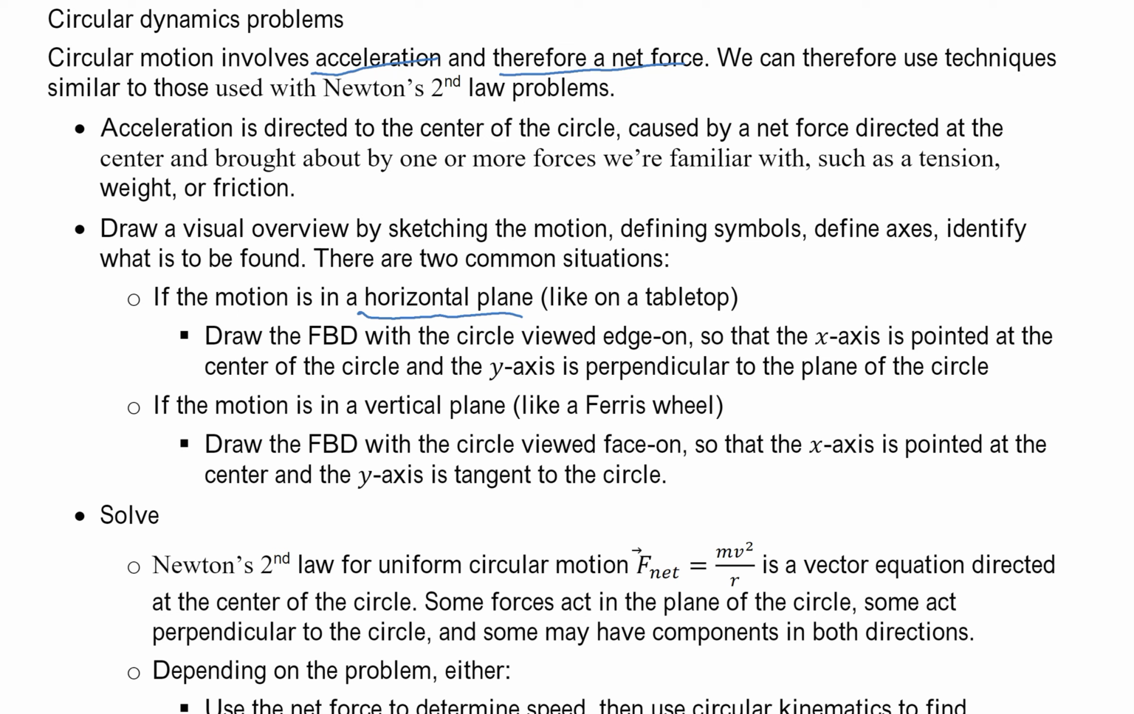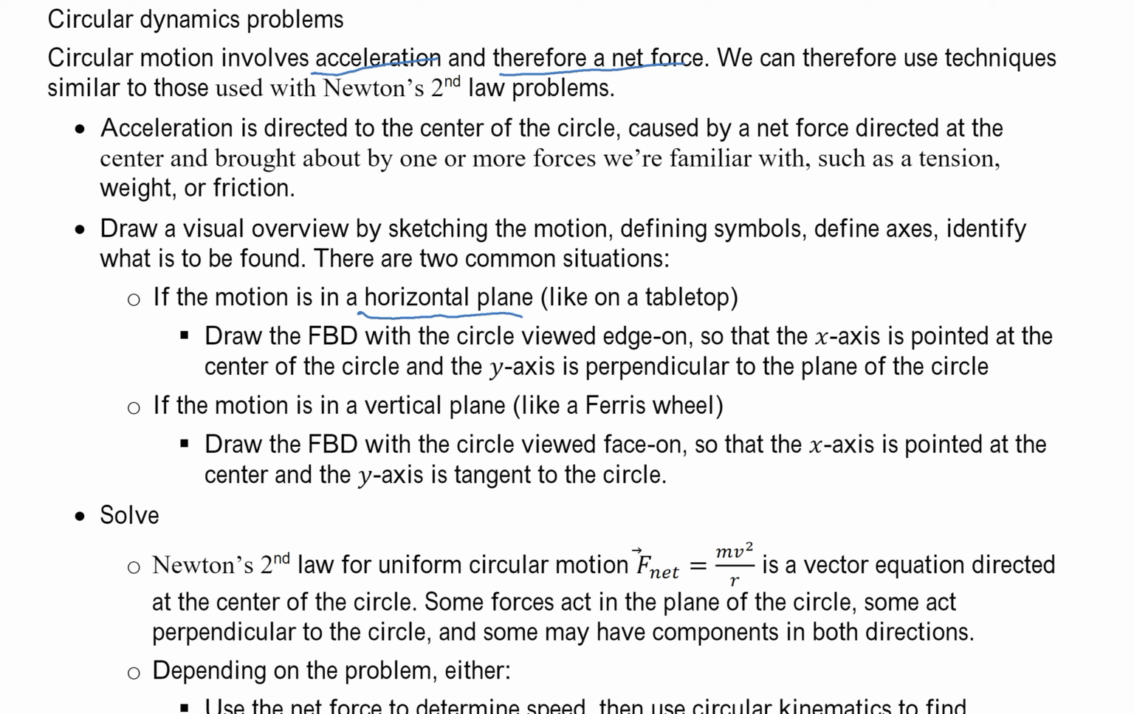You're going to draw a free body diagram with the circle viewed edge on, like you were down at eye level with the thing that you're spinning around on the table, and you're looking at the circle edge on, okay? You're going to draw the x-axis pointed at the center of the circle and the y-axis perpendicular to the plane of the circle. So let me see if I can sketch that on here real quick.